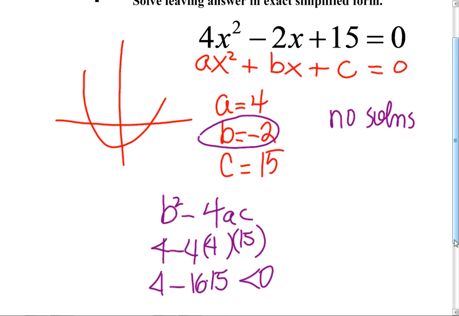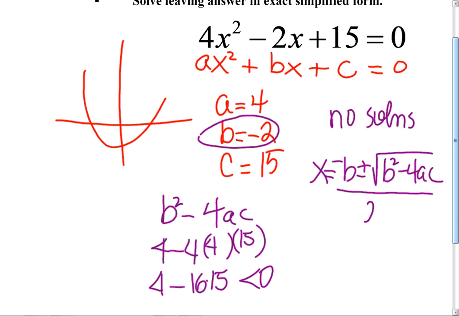So if I were to do it, it would be x equals, I do the opposite of b, plus or minus the square root of b squared minus 4ac all over 2a. I, again, am not going to show the substitution for the b. This says, find the opposite of b.